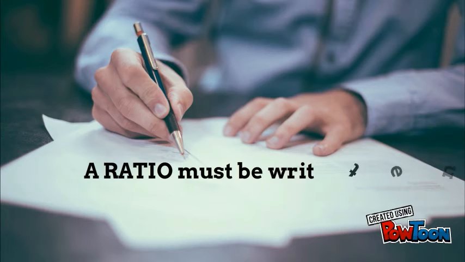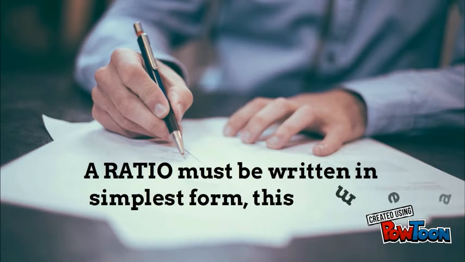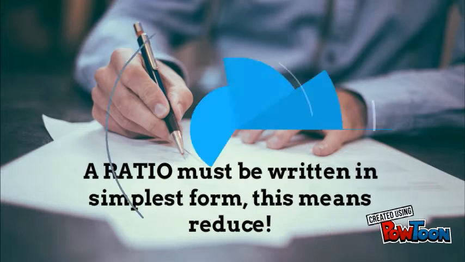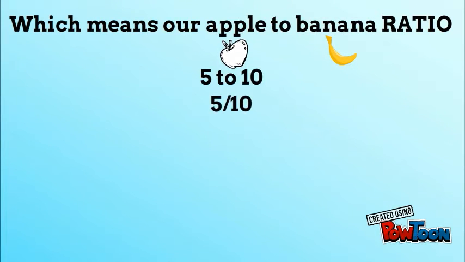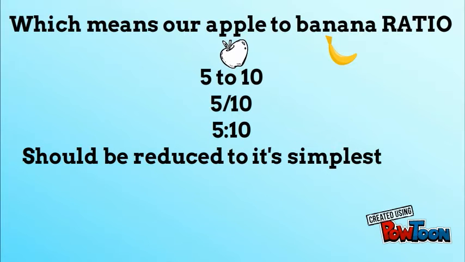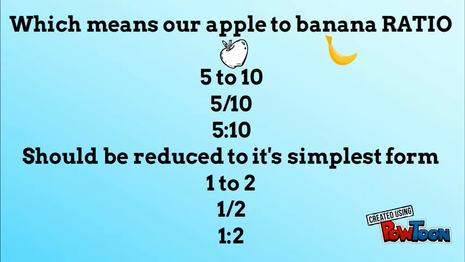A ratio must be written in its simplest form. This means reduce, which means our apple to banana ratio, 5 to 10, should be reduced to its simplest form, 1 to 2, or 1/2, or 1:2.